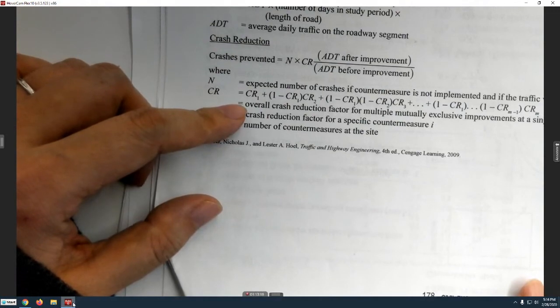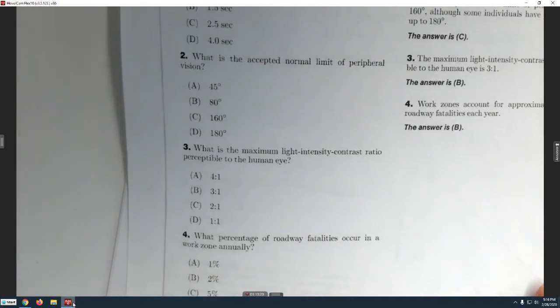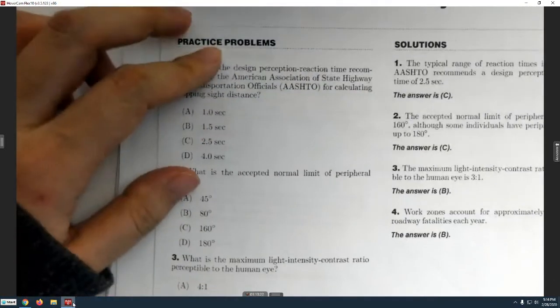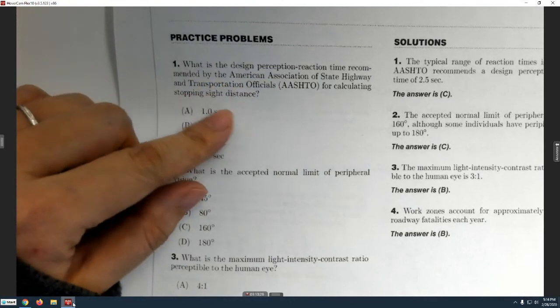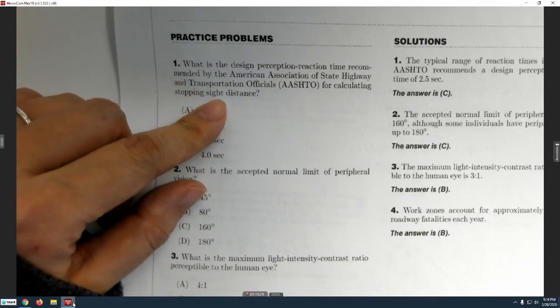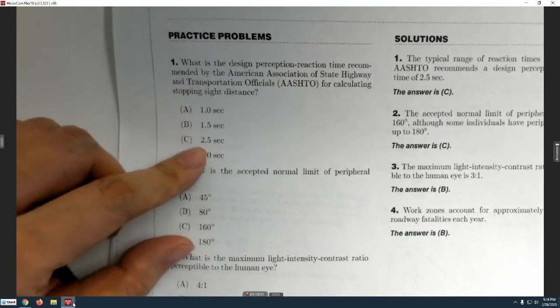It looks really confusing. I think there is a much easier way to do the calculation. Okay, let's take a look at this one. What is the design perception reaction time in AASHTO for calculating stopping sight distance? 2.5. Okay, so this one is easy.